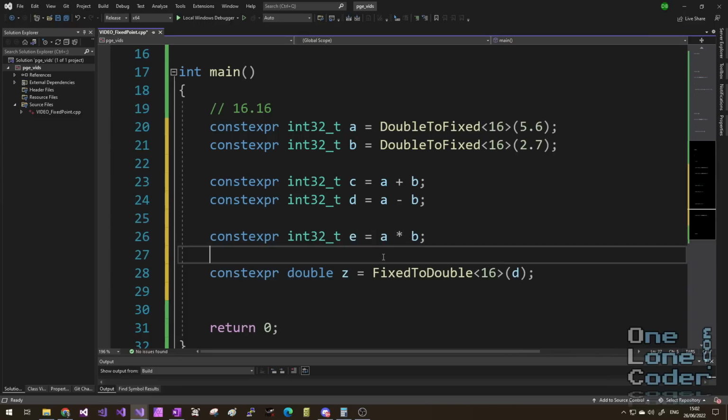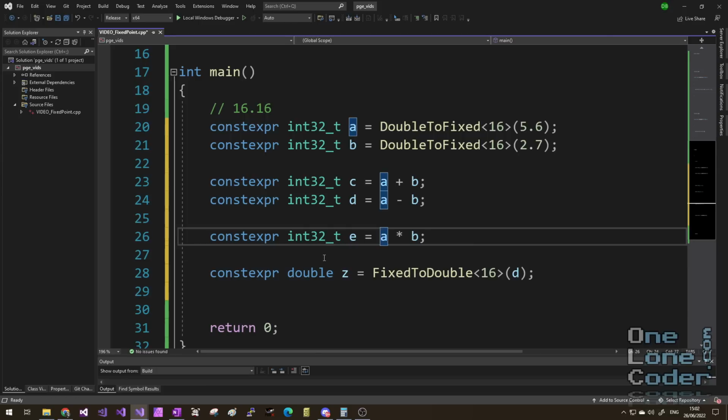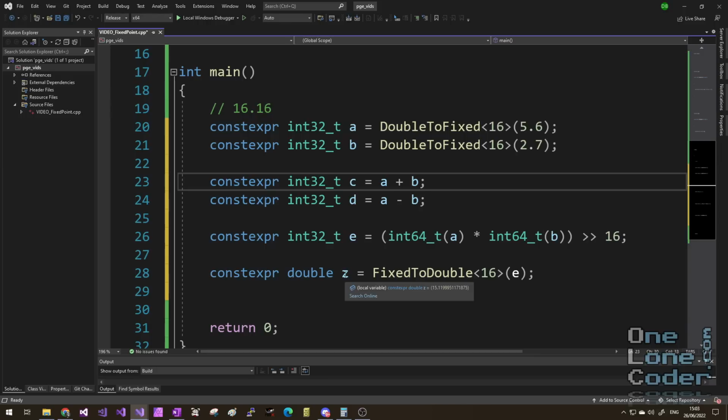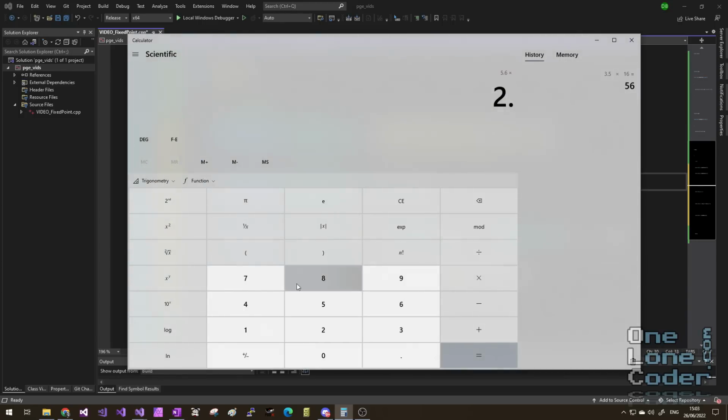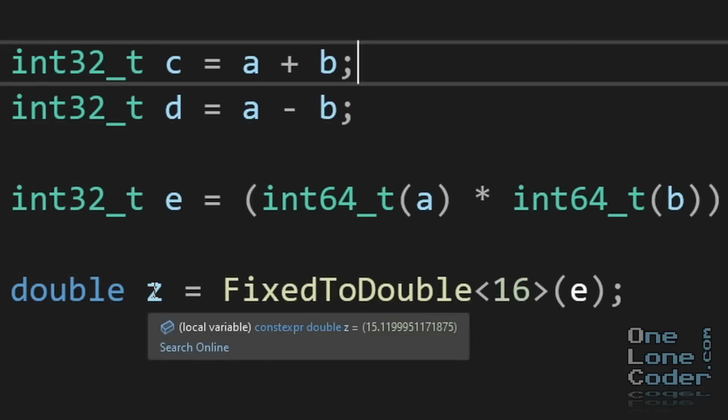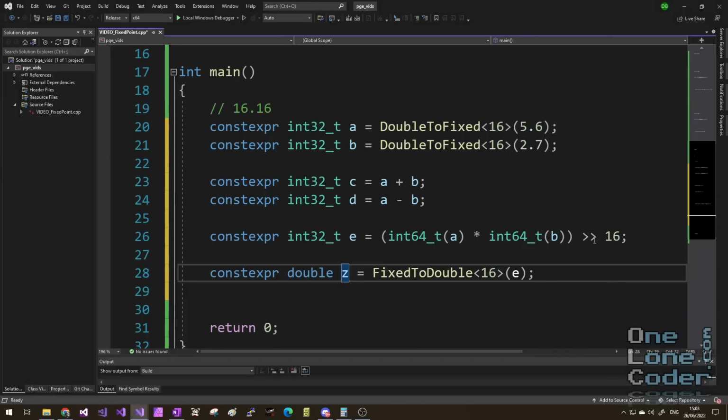Now, we can't do this directly because we need to start working within a larger type. Therefore, before I do the multiplications, I'm going to cast these to a larger type. Twice as big, in fact. And then we scale the final result down by our 2 to the power 16. Let's have a look this time. So 5.6 multiplied by 2.7 is 15.12, and the end result here is 15.119995. Not bad at all. And what's nice to note is we've done nothing but integer operations.